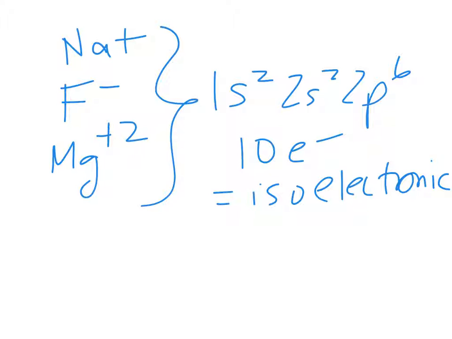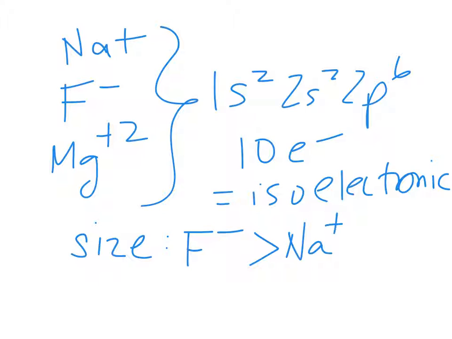Then if you want to write them, I'll write the answer here and you can go back and look at the periodic table we just sketched out. You should come up with the fact that of these 3 ions, F- is the biggest, followed by Na+, followed by Mg2+ as the smallest.